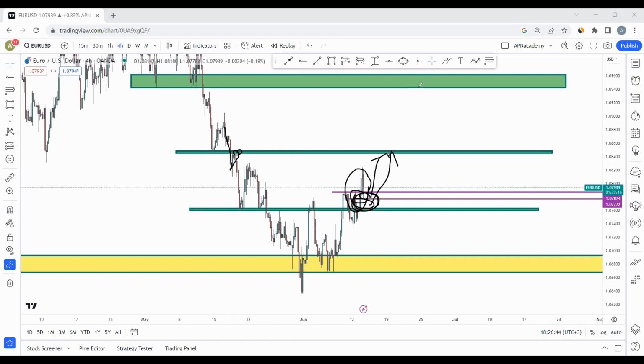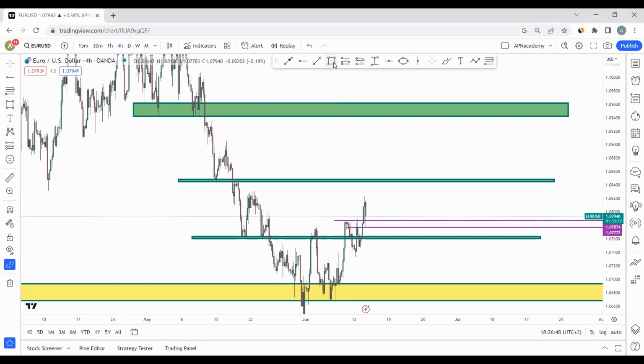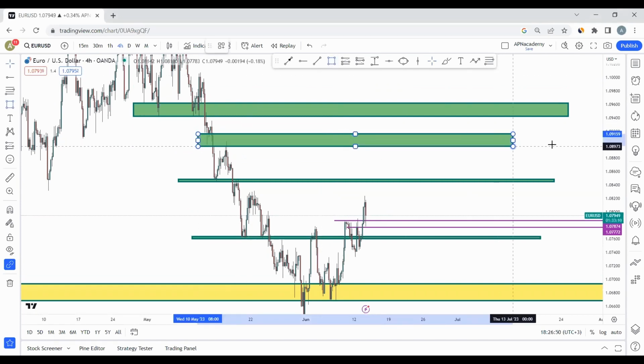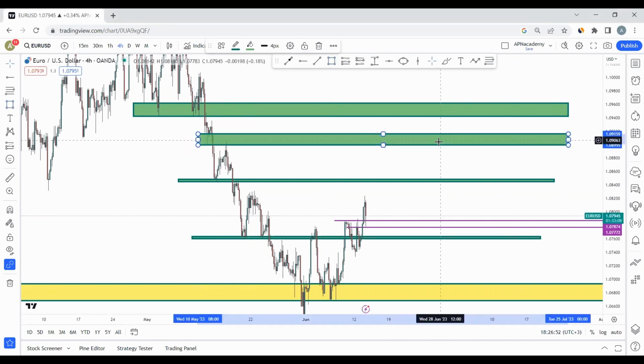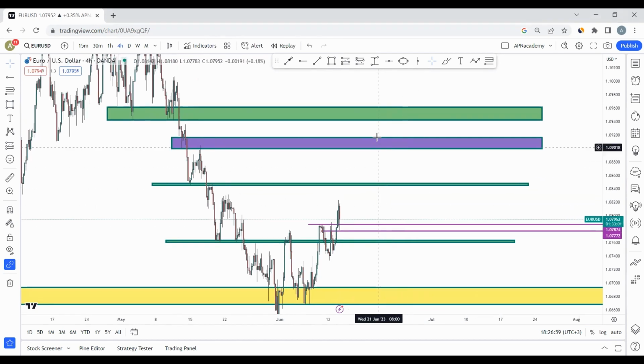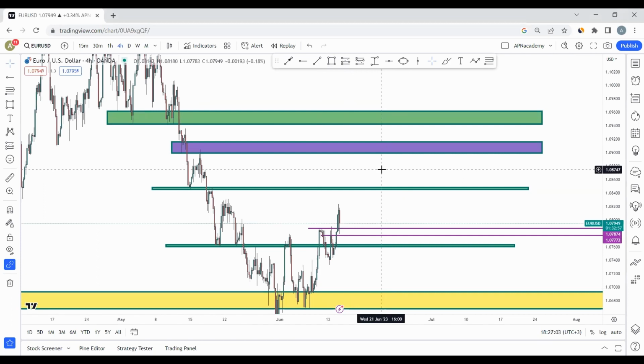Then let's also adjust the last one up here. So we have a minor level here. I'll just make it purple. This one here was tested. So when the market reaches here, I expect it to easily be broken. So I'll just make it purple, the same as these ones. I'm making it purple so that I can know I marked it in a smaller time frame. So it's a minor level.